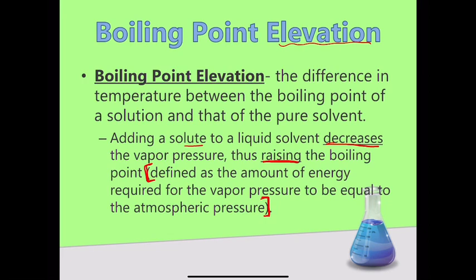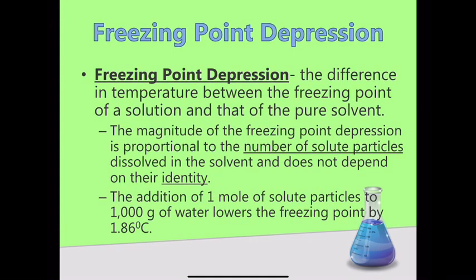And so boiling point elevation is another thing that we see. If we add a solute, then it's going to raise the boiling point because it takes more to make that equal to the atmospheric pressure, okay? So that's boiling point elevation. The last colligative property is freezing point depression, okay? And so the freezing point is going to drop.